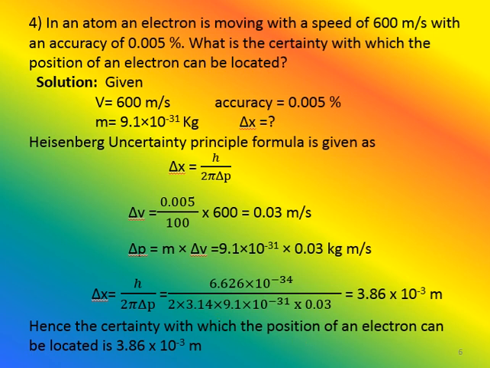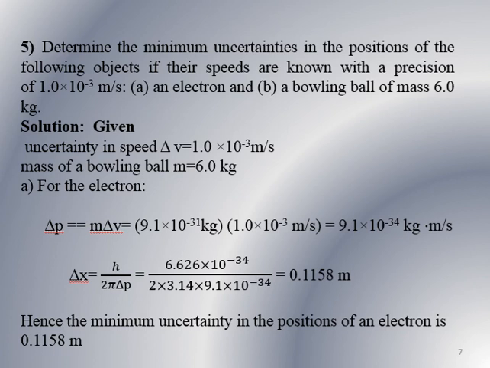Fifth numerical. Determine the minimum uncertainty in the position of the following objects if their speeds are known with a precision of 1.0 into 10 raised to minus 3 meter per second. First object, electron, and second object, bowling ball of mass 6.0 kg. Here the uncertainty in speed is given as 1.0 into 10 raised to minus 3 meter per second, and the mass of the ball is given as 6.0 kg.